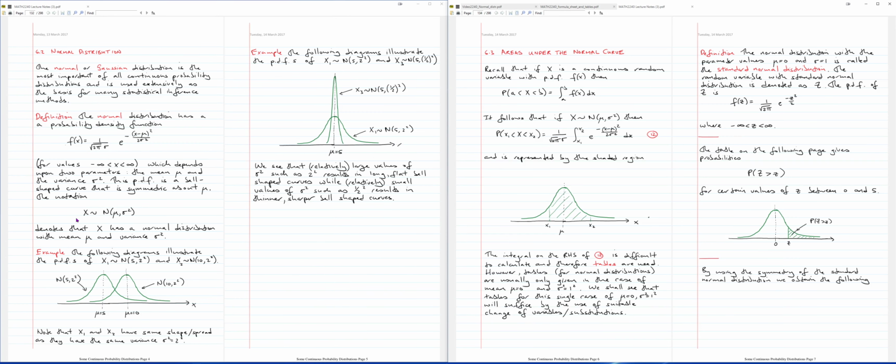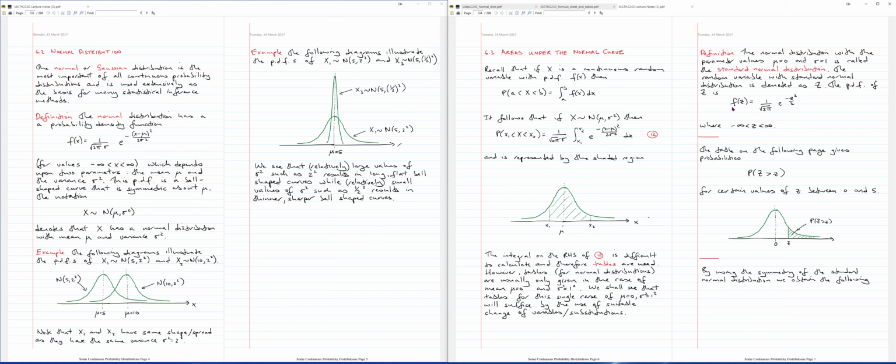The point I want to make is that if I have an x normally distributed with mean mu and variance sigma squared, eventually what I want to do is calculate these sorts of probabilities over here: the probability of x lying between x1 and x2. I can't do it from an integral. I'm going to have to use a table, and in order to use a table, I will need to do a conversion to standard normal.